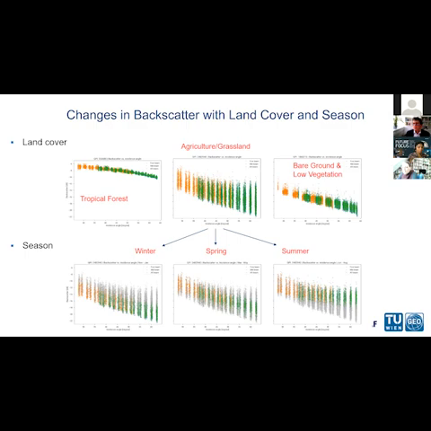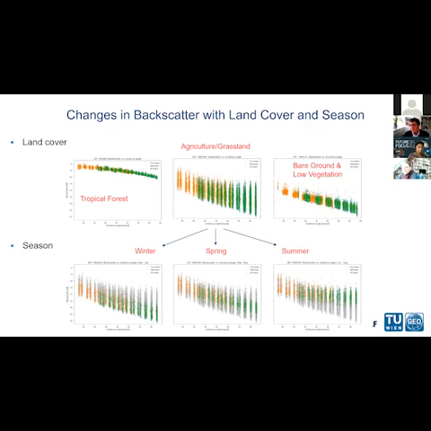Now I'm showing you how this looks for real ASCAT measurements. On top you see many measurements of ASCAT from the three beams plotted in a diagram of backscatter versus incidence angle. Here's a location for a tropical forest. Here's a location for a grassland agricultural area. And here an area dominated by background, with a very low vegetation cover. For the tropical forest, we see that it's behaving almost like a perfect volume scatterer.